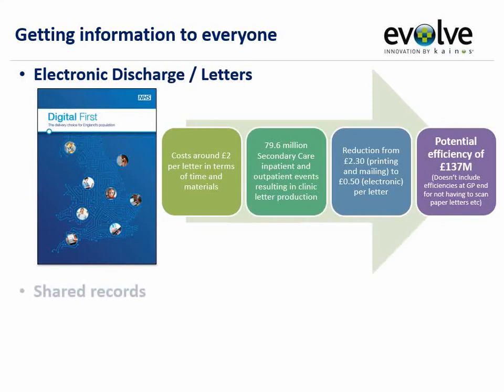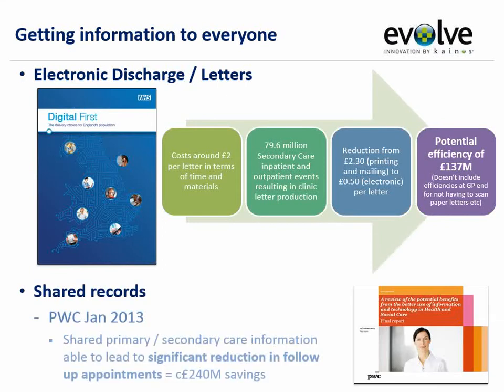There was a PricewaterhouseCoopers survey or a report done, and it was all about, you know, the sharing of information between primary and secondary care. Better sharing of information so that the right people know exactly what's happening, the GP knows exactly what's happening, what medications have been prescribed, what diagnoses, what treatments, etc., will lead to a reduction in spurious follow-up appointments. And again, leading to around £240 million of savings. So there are significant benefits to be gained from using technology in an innovative way like this.